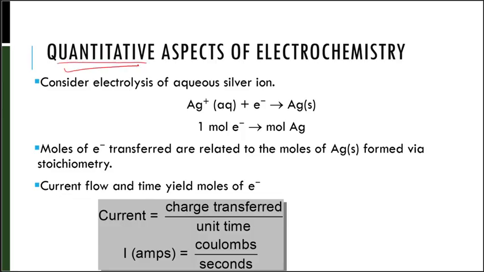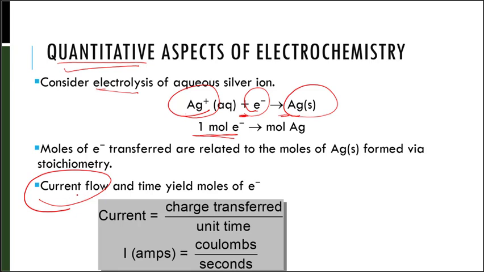Let's look at the quantitative aspect of electrochemistry. Let's consider the electrolysis of aqueous silver ion. So we have silver ion going to solid silver, and obviously I need an electron on the left to balance that out. So 1 mole of electrons, if I look at my stoichiometric ratios, 1 mole of electrons for 1 mole of silver. I'm then able to look at current flow and time and how that yields moles of electrons.